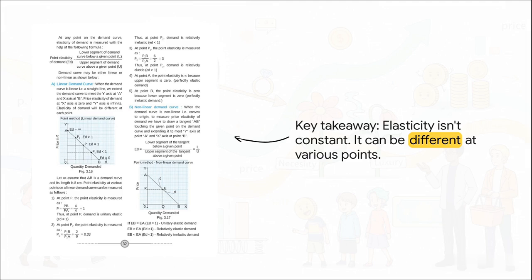It can change. Think about it. When a product is really, really expensive, any price change is a big deal, so your demand is going to be super elastic. But when that same product is already dirt cheap, that same percentage change is barely noticeable, so your demand becomes inelastic. This method just shows us how that responsiveness changes all along the curve.